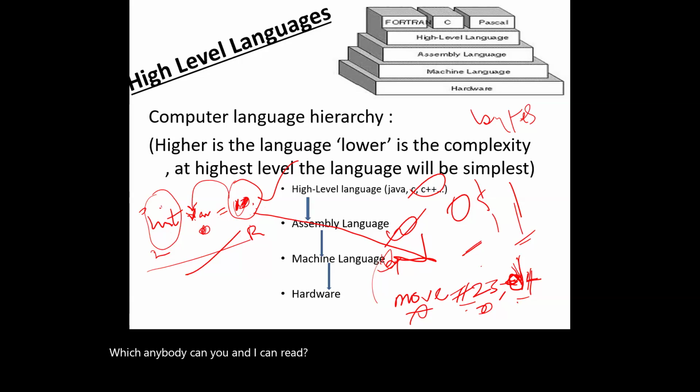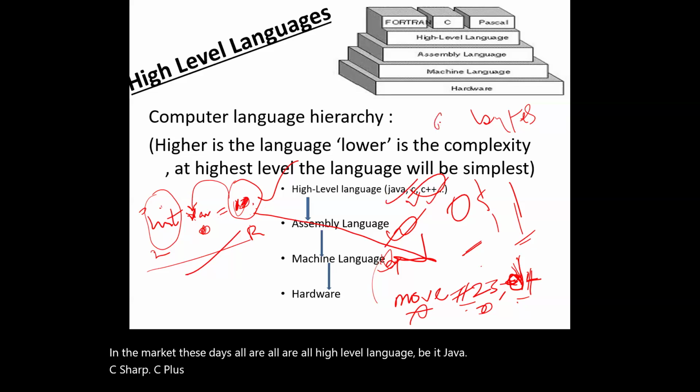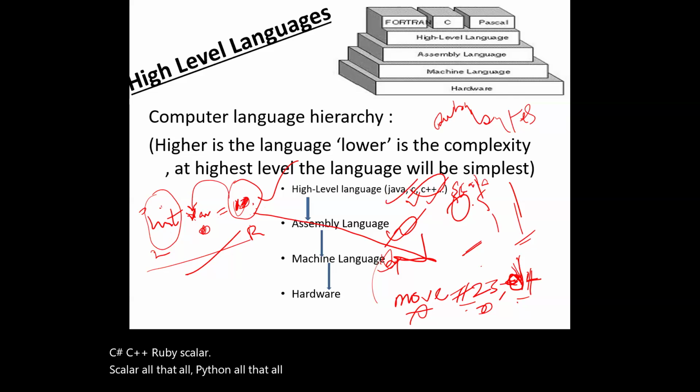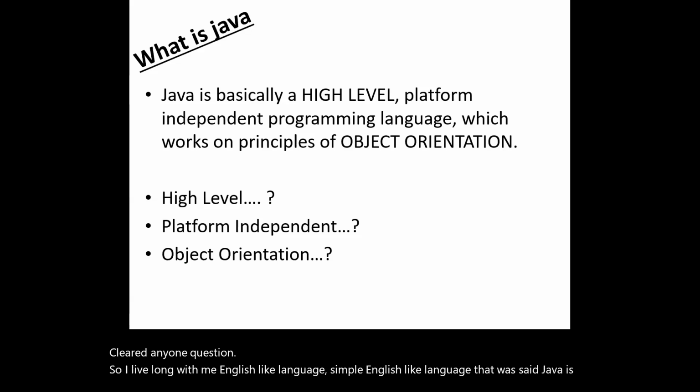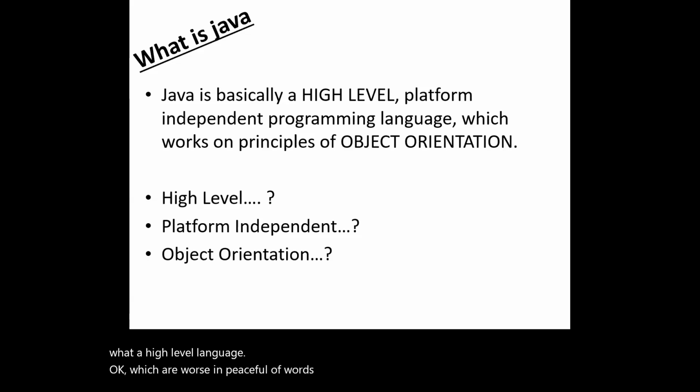And almost every language in the market these days is a high-level language, be it Java, C#, C++, Ruby, Scala, Python, all high-level languages. Clear, anyone? Question? So high-level language means simple English-like language. That said, Java is what? A high-level language, which works on the principle of object orientation. But these are things we have to talk about.